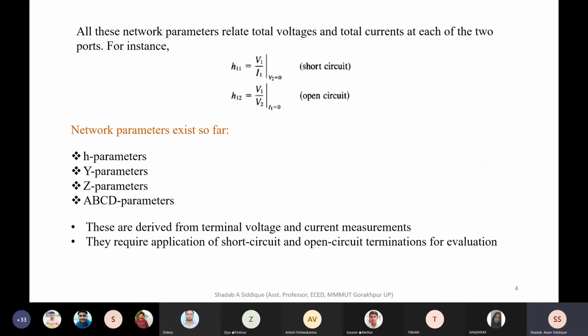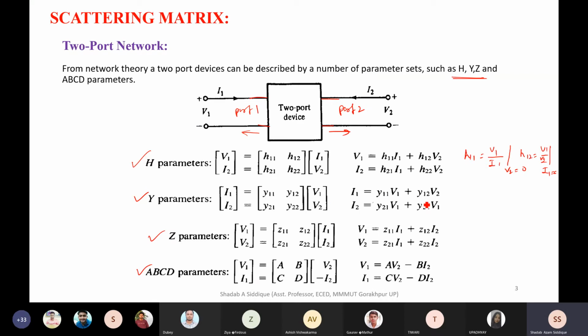So for these network parameters we consider the total voltage and total current at each of the two ports. For instance, if you want to find out V1, H11, H12, we can have the short circuit and open circuit. Short circuit means port 2 will be short circuited, and port 1 will be open circuited. That is discussed here. Similarly, you can find the Y parameters, Y11, Y12, Y21, Y22, and this can be represented in matrix form in this way.